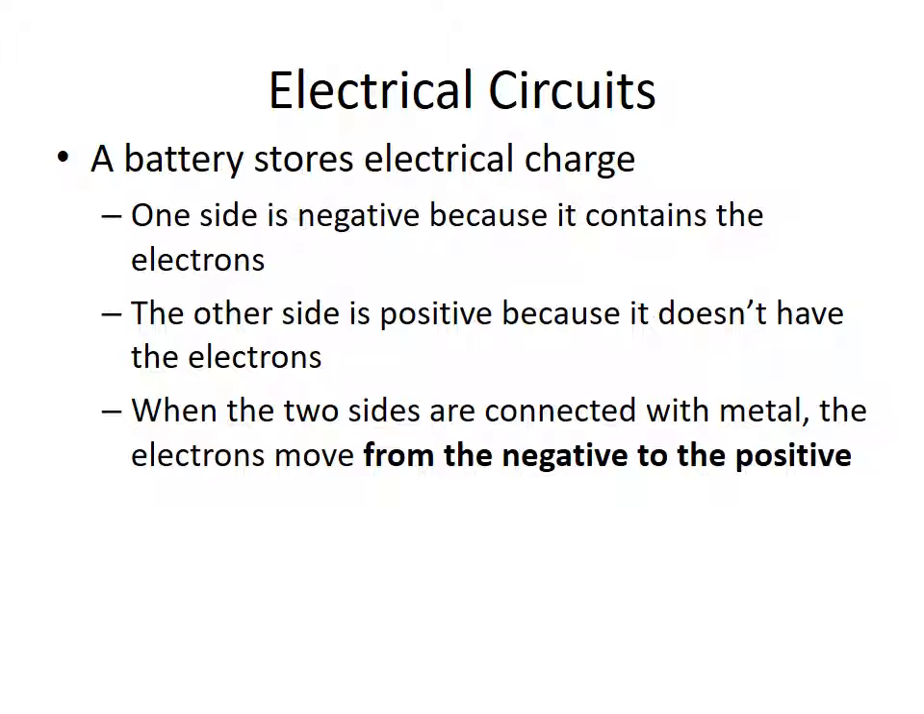But when we talk about the current flowing, not necessarily electrons, but the current flowing is always going to be flowing from the negative side of your battery to the positive side of your battery. So you're wanting to go from negative to positive.